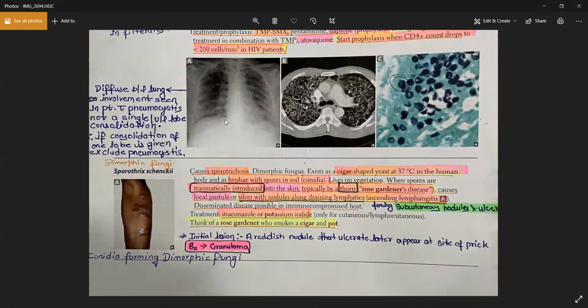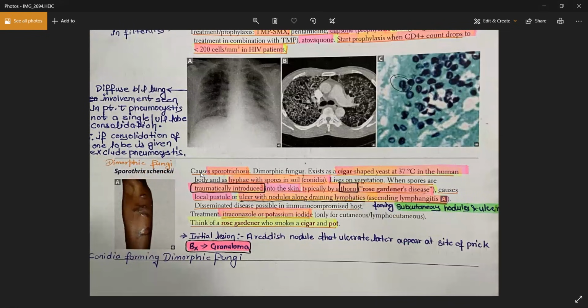Then one more fungus, which is a dimorphic fungus, and this is Sporothrix schenckii. This causes sporotrichosis. It is a cigar-shaped yeast. You just need to remember the buzzword, cigar-shaped yeast, in the human body, and of course the hyphae outside the body. So outside the body you will get the hyphae, and inside the body you will get the cigar shape.